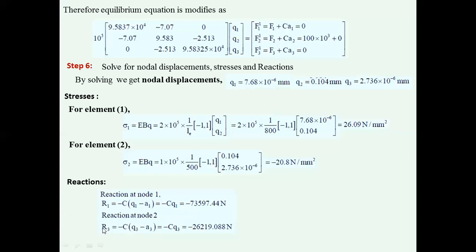Similarly, you find out the reaction at node 3, that is R3, which is equal to minus C into Q3 minus A3, which is equal to minus C into Q3, which is equal to 26219.088 Newton. That is 26.219 kilonewton.